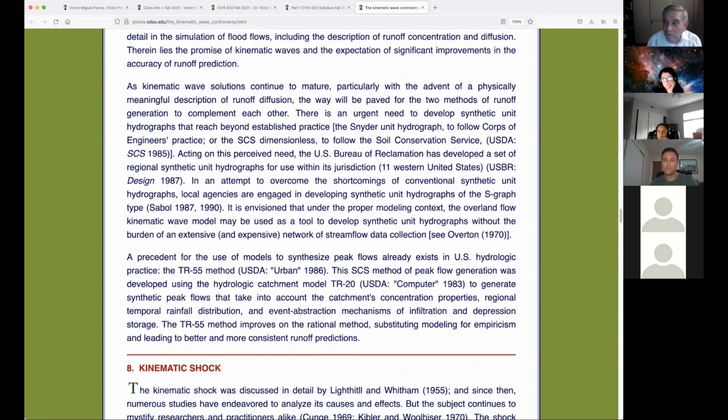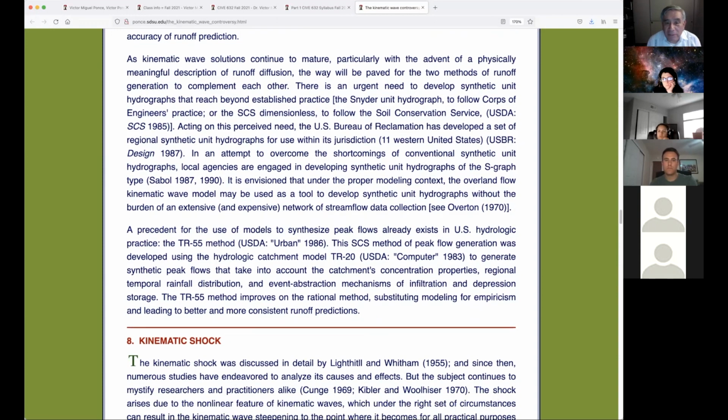And here I do my 2 cents worth. There's an urgent need to develop synthetic unit hydrographs that reach beyond established practice. The Snyder hydrograph was done in 1937 for Corps of Engineers practice. The SCS dimensionless hydrograph, 1955, they kind of competed with each other. We know now that the SCS applies for small basins, which is what the SCS was interested in, while the Snyder applies for larger basins, for which the Corps would be interested.